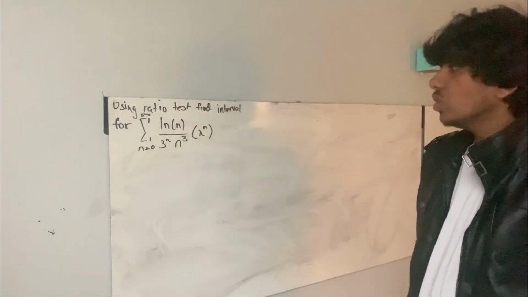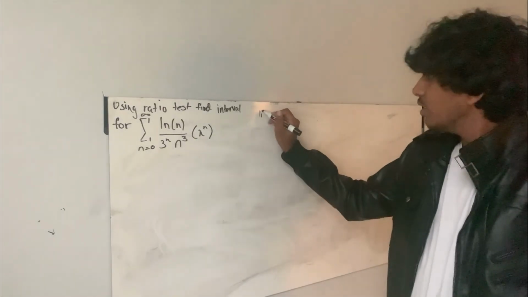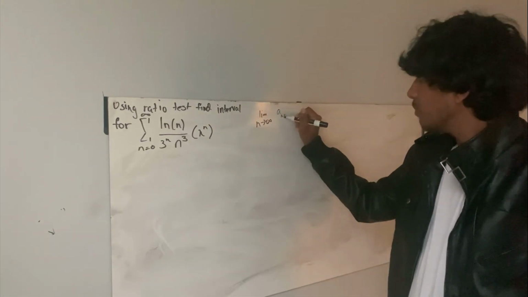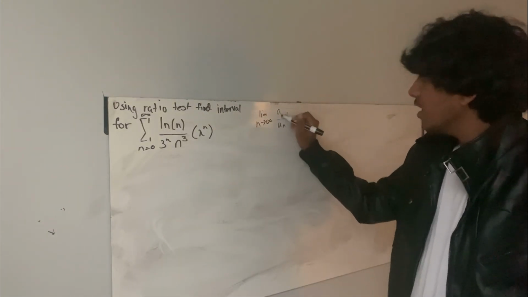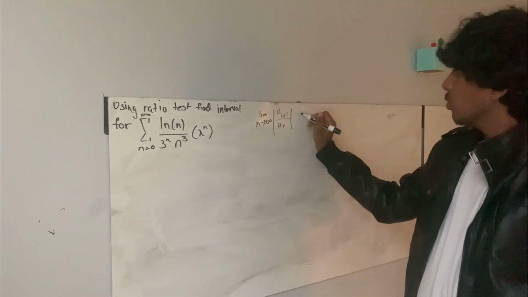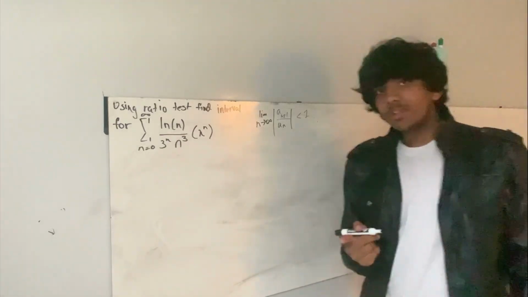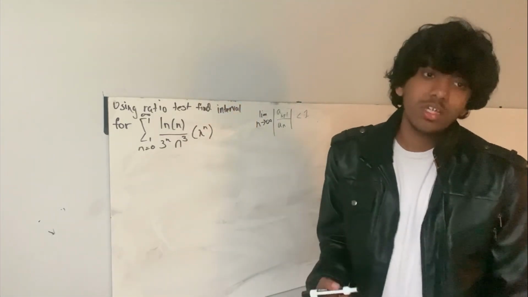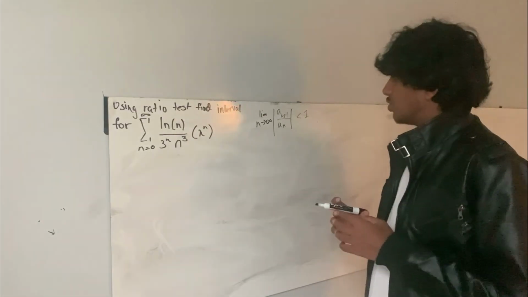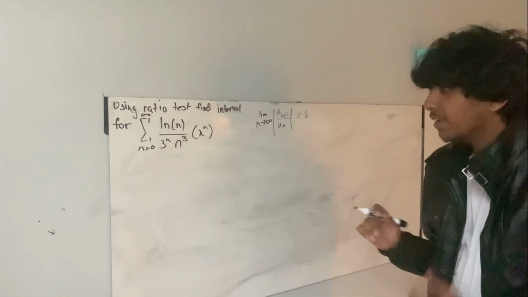Okay, so we're going to recall that the ratio test is when you take the limit as n approaches infinity of a sub n plus 1 over a sub n, and don't forget the absolute value of that, and you compare that to 1. If it is smaller than 1, it converges. If it's greater than 1, it diverges. If it's equal to 1, you have to do more work. So let's do this. It asks us to use the ratio test, so we're going to do that.